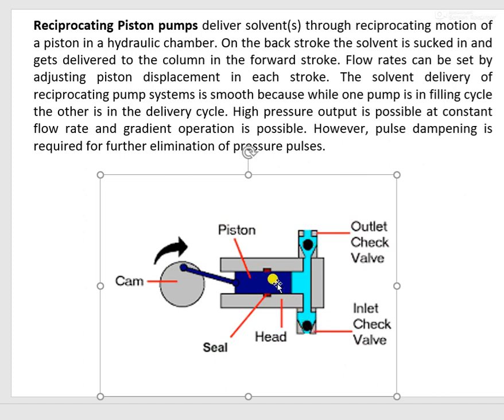Now what will happen? Through this motor driven cam, when this piston is moved backward, through this inlet valve, solvent will go into the chamber, means solvent will be filled. So when the piston is moving backward, solvent will be filled. In the next moment, when the piston moves forward, whatever solvent is filled into this chamber will be delivered out through this outlet valve.